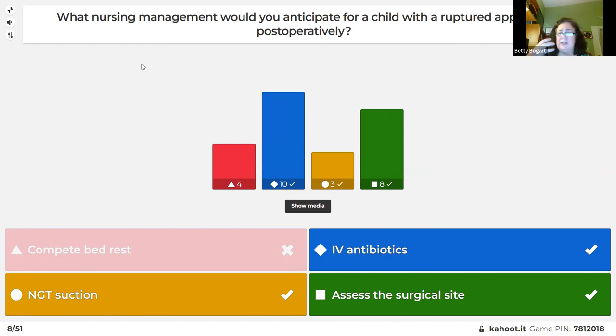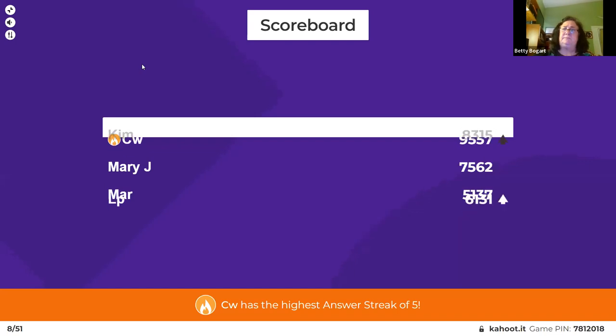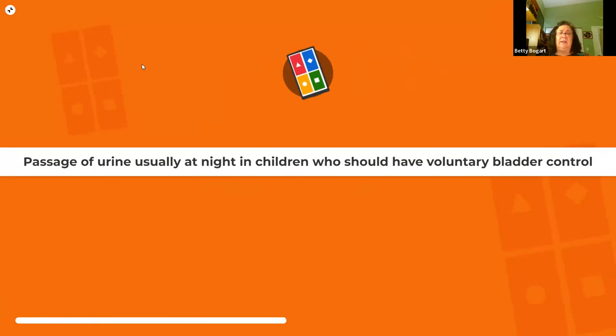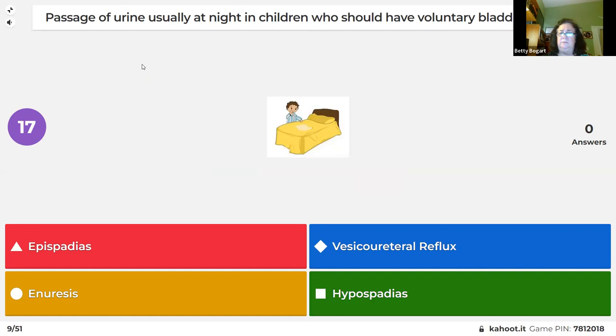NG tube suction to keep that bowel empty because it's angry and it's irritated. It's red. It's not feeling well. So nothing can go through it. IV antibiotics because it's an infection. And then because we don't know what that surgical site looks like, the skin underneath, we're going to be checking that to make sure it doesn't dehisce. Passage of urine, usually at night, in children who should have voluntary bladder control is called what?